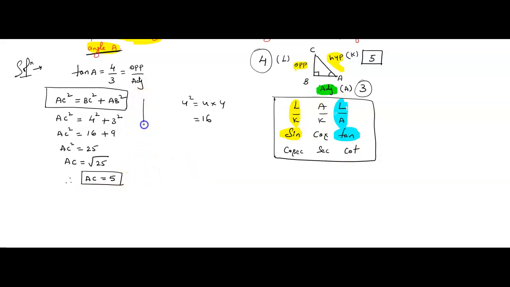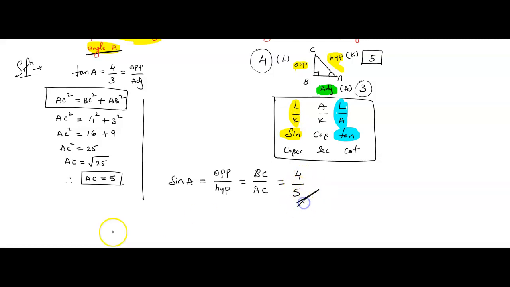Now what we need to find? We need to find the values of, first, sin A. So sin A is equal to, sin means L by K. L means opposite, K means hypotenuse. Now in this, which is the opposite side? That is BC or CB, both are the same. Hypotenuse is CA or AC, both are the same. How much is BC? BC is 4 units. Plus AC, how much is AC? That is 5 units. So sin A is 4 by 5.